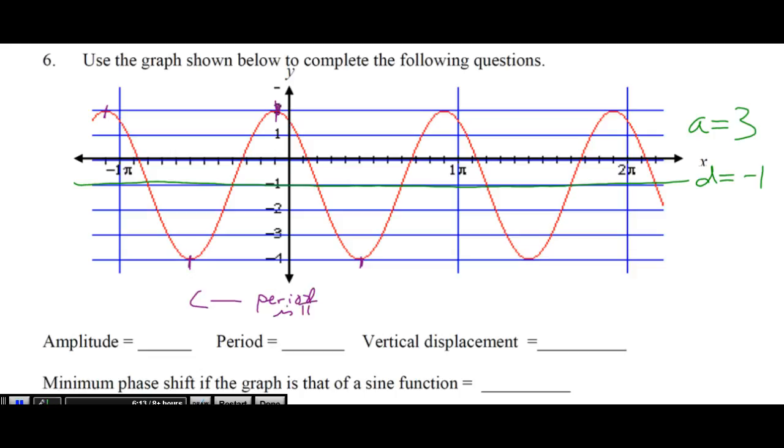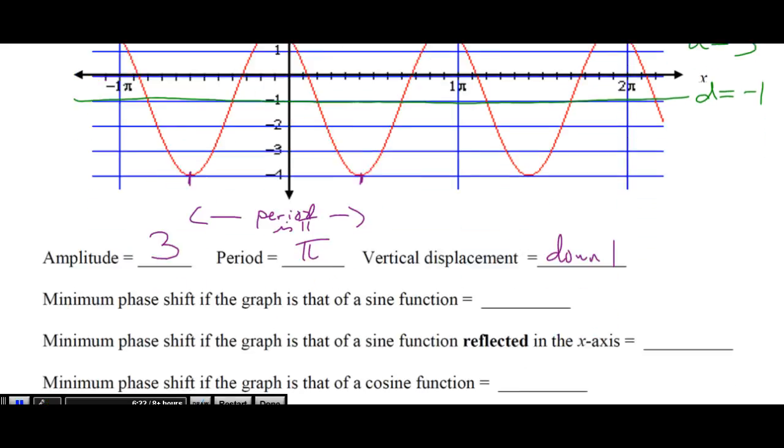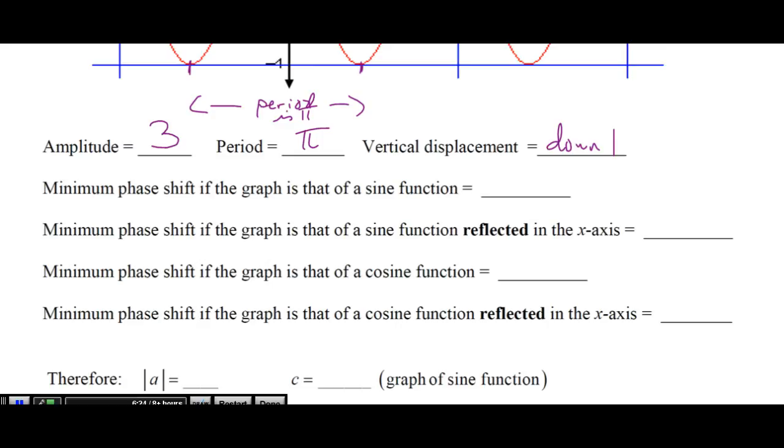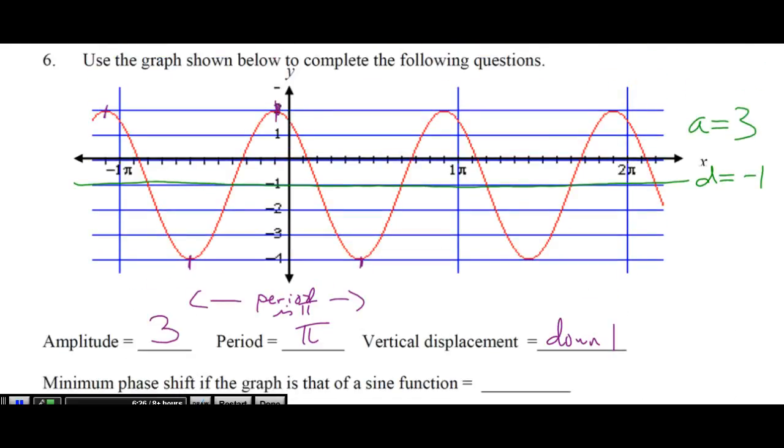Period is pi. Okay, so the amplitude is 3, the period is pi, the vertical displacement is down 1. The minimum phase shift that is the graph of a sine function. Okay, so y-axis, midline, do I go left or right to get it to be a sine function? Do I go here or here or here? Left. Go left to here, okay?